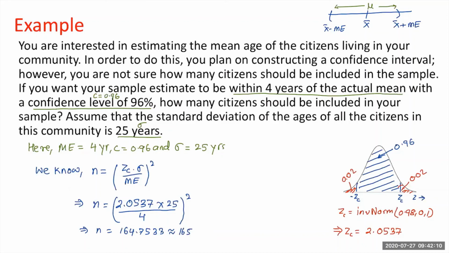So let's write that down. 165 citizens must be included in the sample. Okay, that is the conclusion. We were looking for the n value and we got it here. So 165 citizens must be included in the sample. So that is the end of this example.